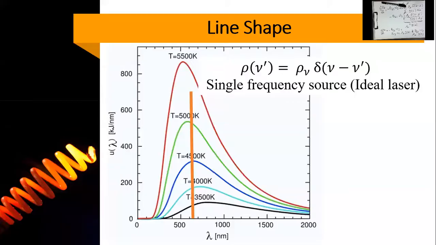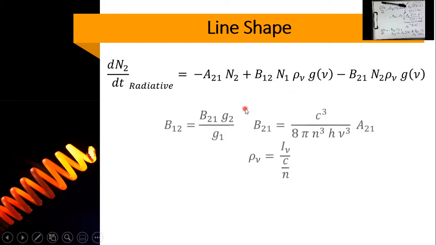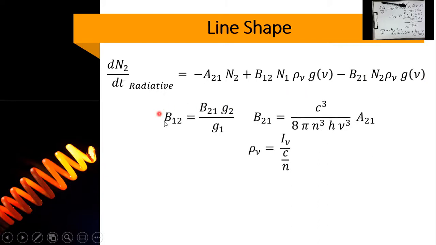So now this is our laser pointer, and this is the equation we have just reached. This is the spontaneous term, this is the absorption term, and this is the stimulated term. We have already concluded that B12 equals B21 G2 over G1, and B21 equals c cubed 8 pi over n cubed h mu cubed A21. So you can just replace this in terms of A21.